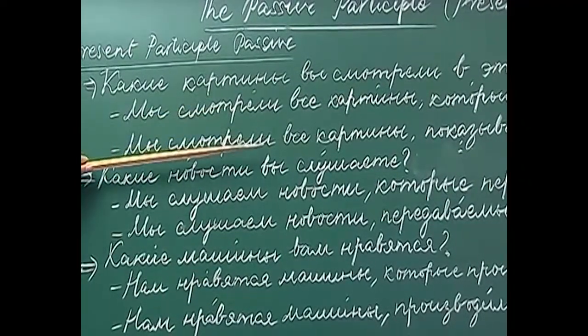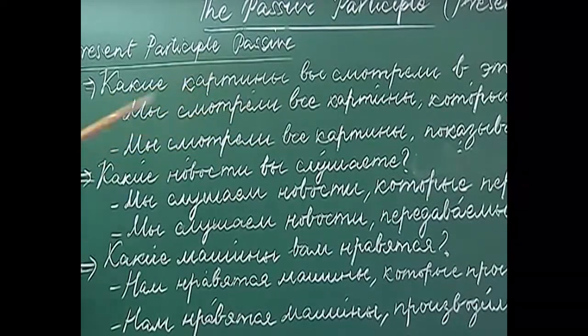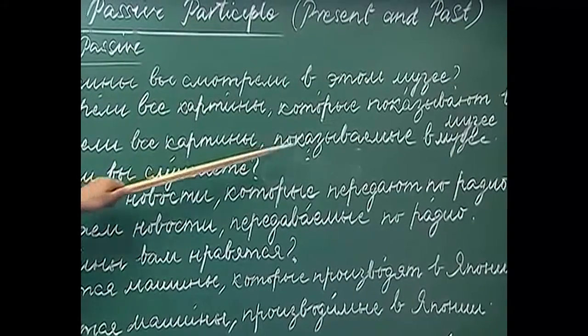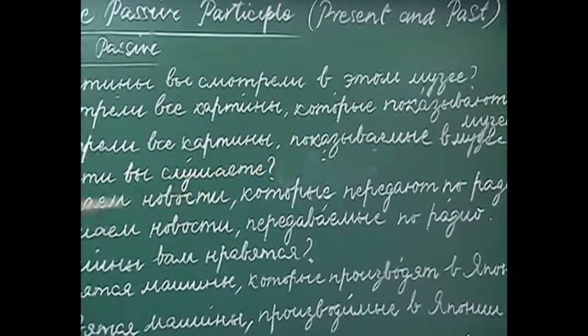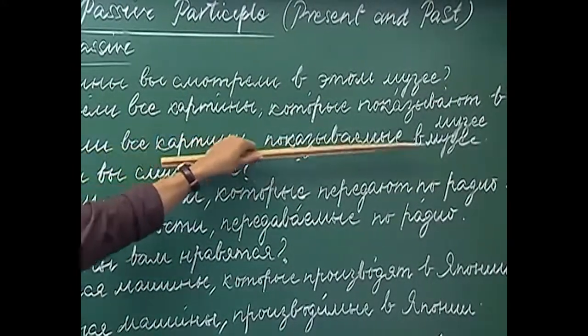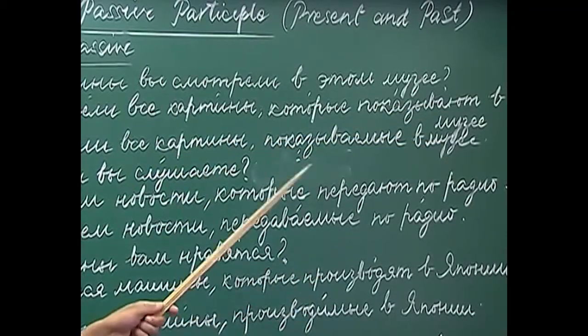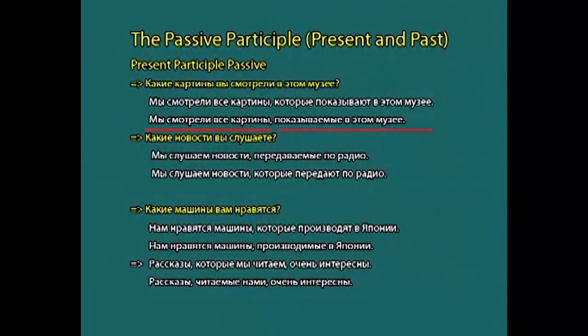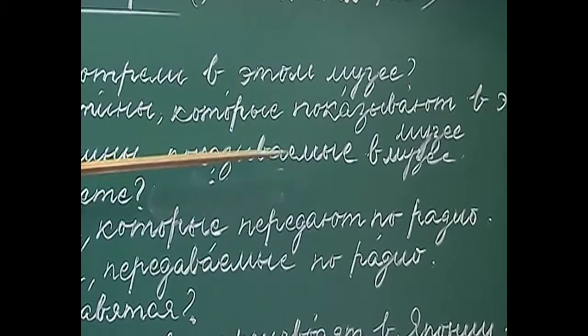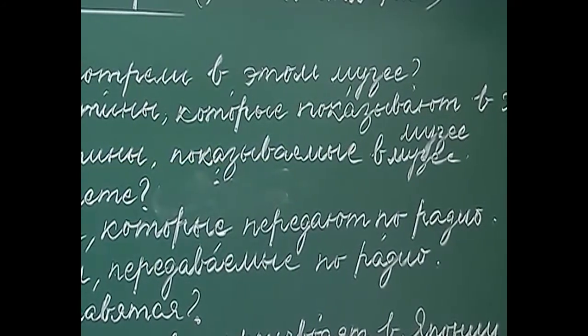Now we will try to answer this question using the present participle passive. And how do we do that? Мы смотрели все картины, показываемые в музее. Or показываемые в этом музее. So we looked at all the pictures which are being shown in the museum. As you can see here, this action is being denoted in the passive voice and the action is taking place in the present, that is why we are using present participle passive.